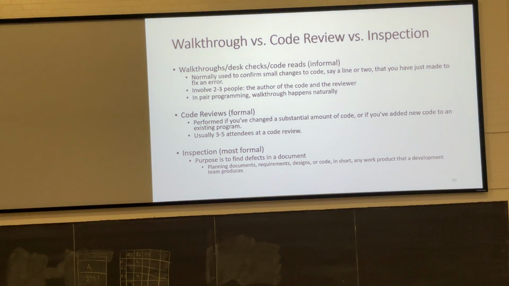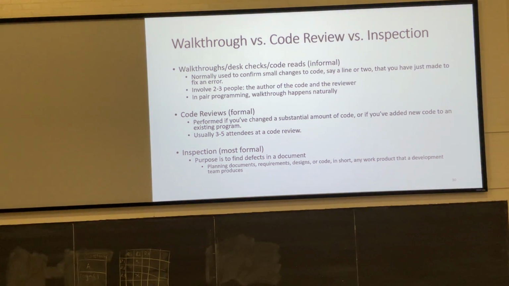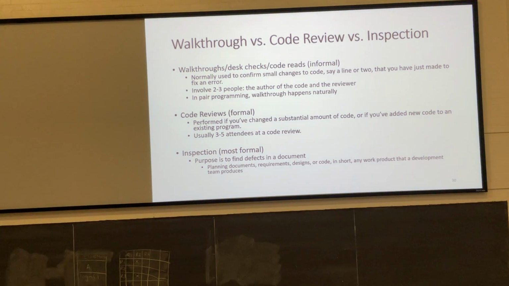So walkthrough is very informal. This is basically when you're changing a couple of lines of code, and it's just you and your friend, he's checking what you've done. So this is the most informal of all the sort of reviews. These are also called desk checks or code reads, and normally performed to confirm very small changes, a couple of lines of code, usually involving two people, you and your reviewer. And normally when you're doing pair programming, it's sort of intuitive, it happens naturally, you don't need to perform a separate walkthrough. The one that you're going to be performing for your project is code review.